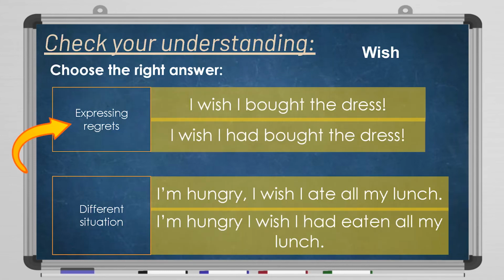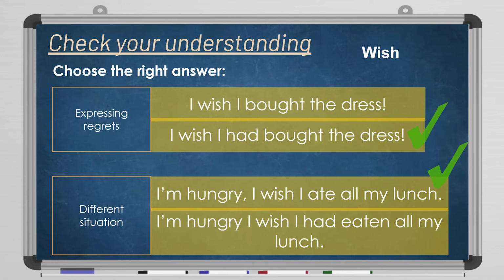Check your understanding. If I want to express regret, what will I choose? I wish I bought the dress. Well, I wish I had bought the dress. If I want the situation to be different, which sentence will I choose? I'm hungry. I wish I ate all my lunch. Or I'm hungry. I wish I had eaten all my lunch. Choose the correct answer. Check your answers. The first one, for expressing regret, I will say, I wish I had bought the dress. And for wishing that the situation is different, I will say, I'm hungry. I wish I ate all my lunch.